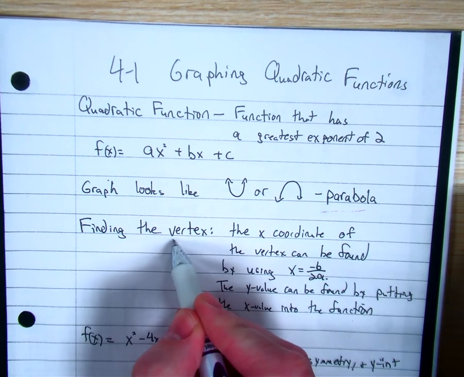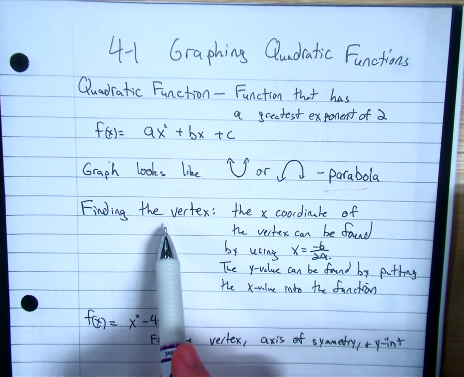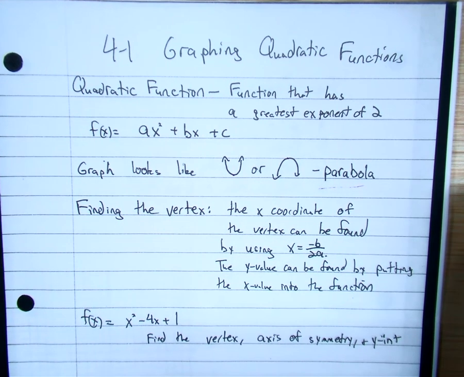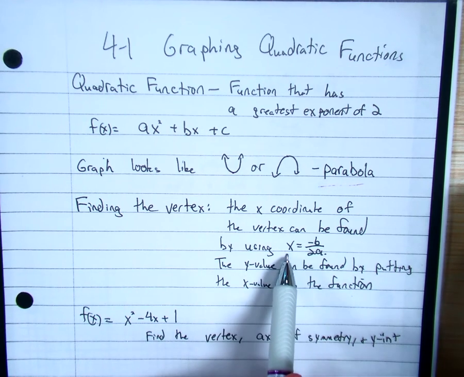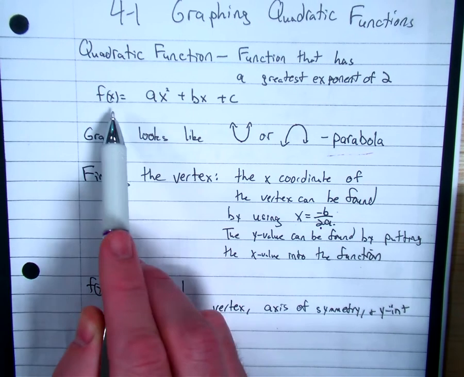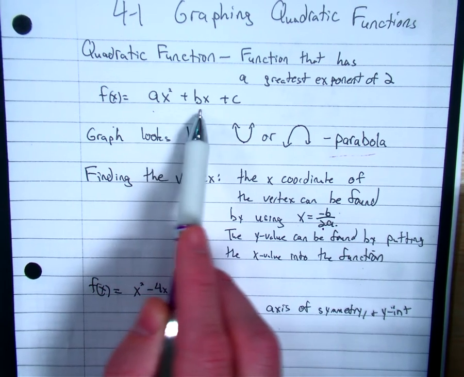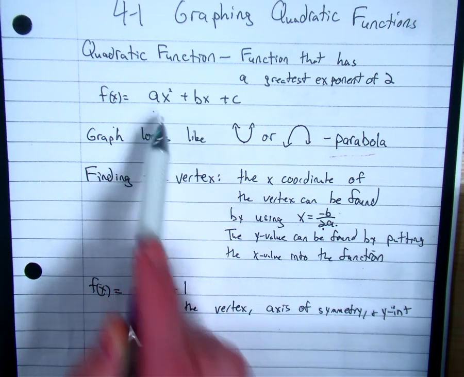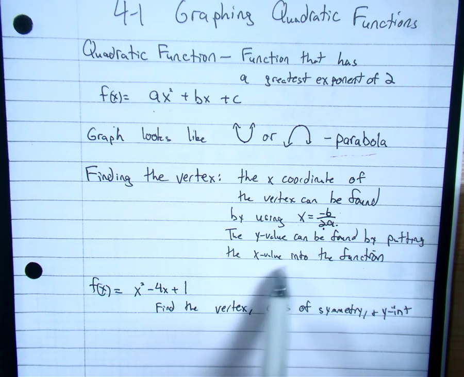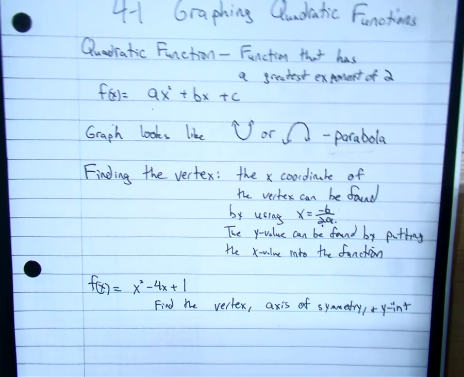The vertex, which is either the top point or the bottom point, is a pretty important place to start. How do we get that? The x-coordinate of the vertex can be found by using x equals negative b divided by 2 times a, where it's ax squared plus bx plus c. So the opposite of this number divided by 2 times that number. The y value for your vertex can be found by putting that x value back in. So I put the x value back in for the x's, and I see what the y value would be.